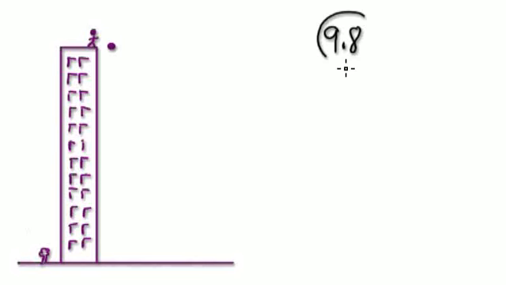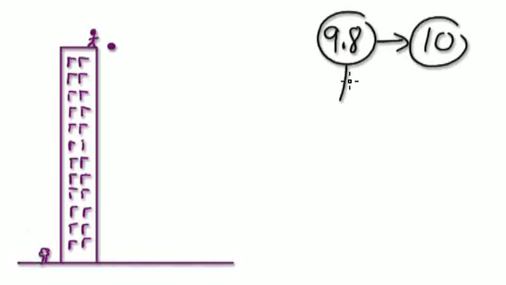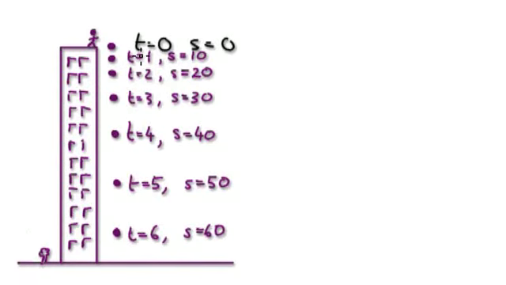we can use 9.8, but let's round it off to 10. So let's use the acceleration on Earth as 10. If you want a more accurate answer, then use 9.8, but let's simplify things. Let's use 10. So when t equals 0, the speed will be 0. After 1 second, the cannonball will be here.